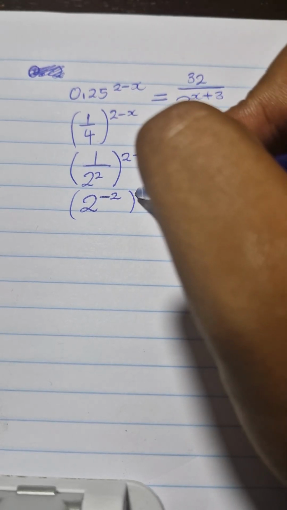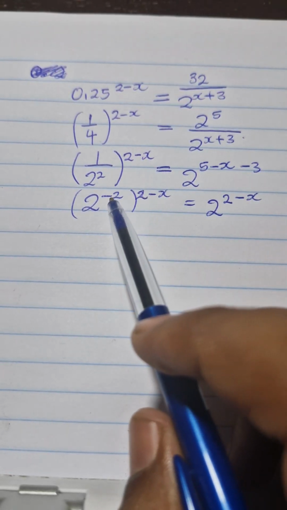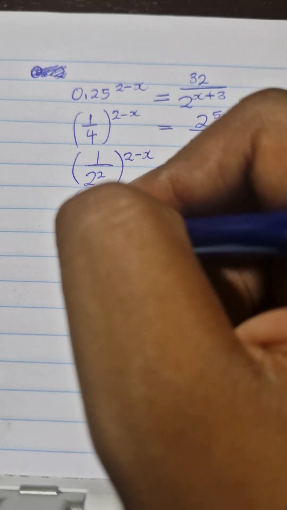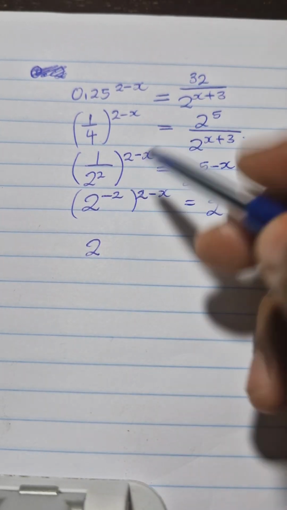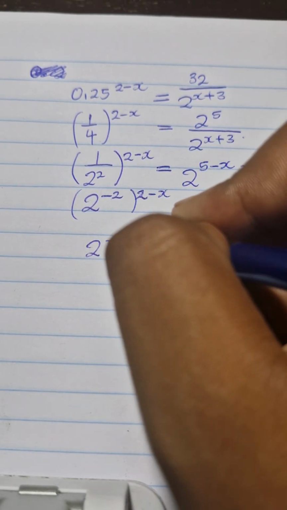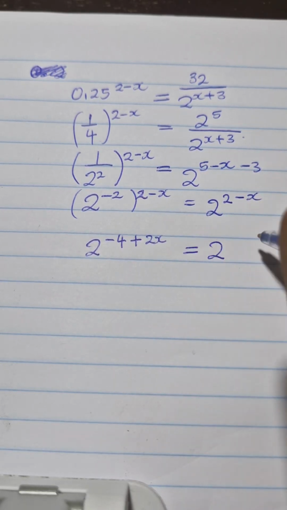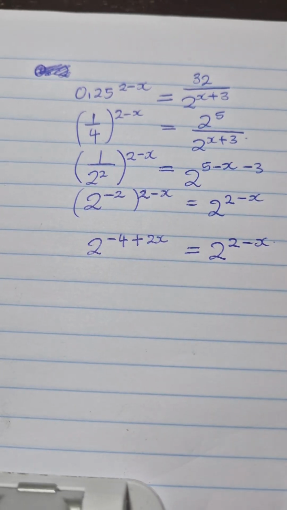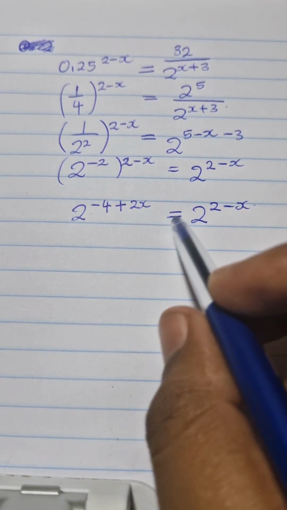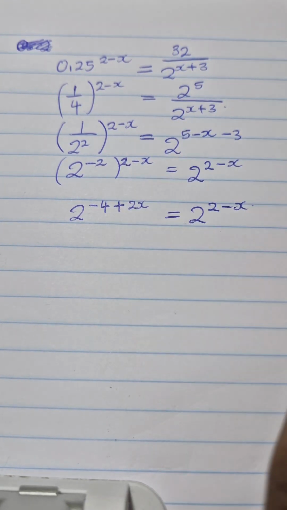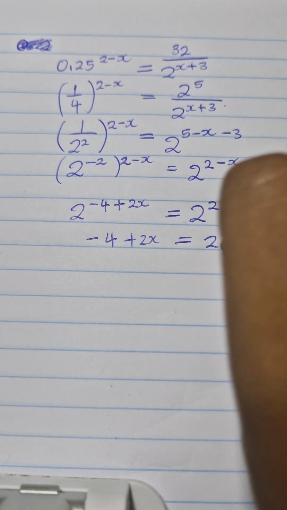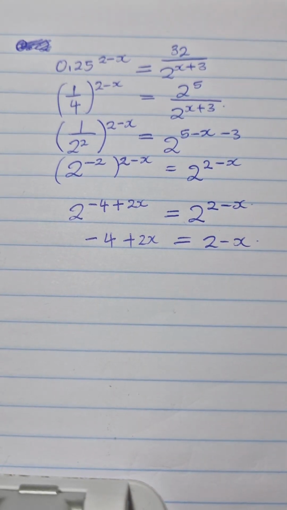Afterwards, I have to distribute this exponent into this binomial, right? So I'm having negative 2 times 2, that's negative 4, negative 2 times negative x, that's positive 2x. This is equal to 2 raised to 2 minus x, right? Then what happens is that the bases are the same. Remember, you don't cancel them out, you just leave them. Then you focus on exponents. Negative 4 plus 2x is equal to 2 minus x, right?